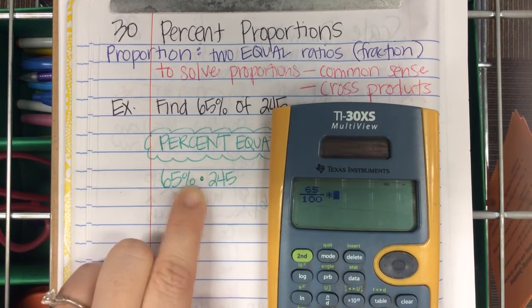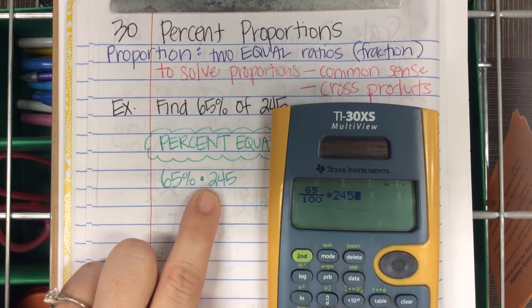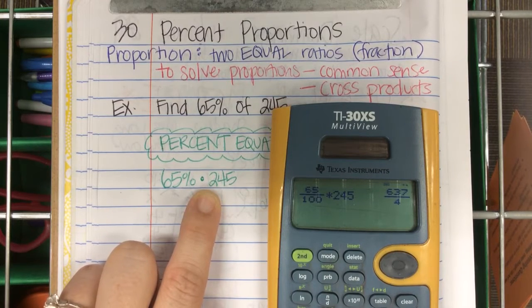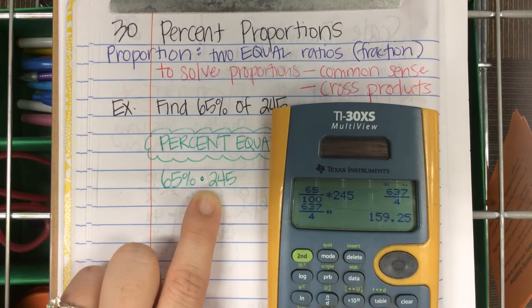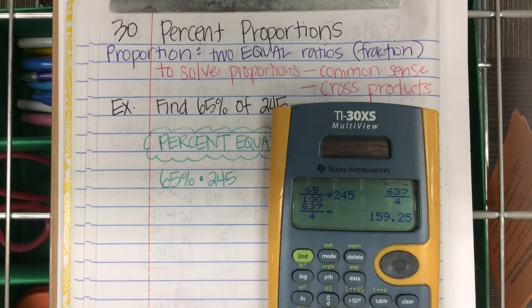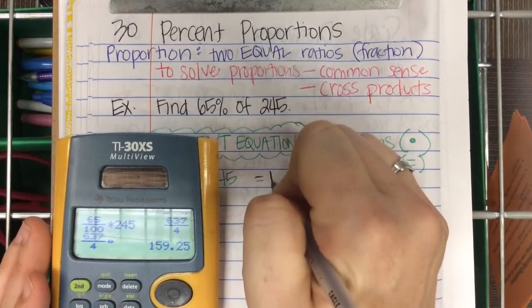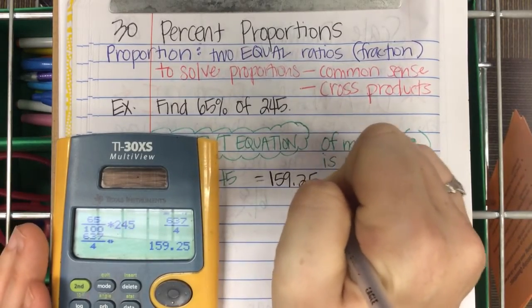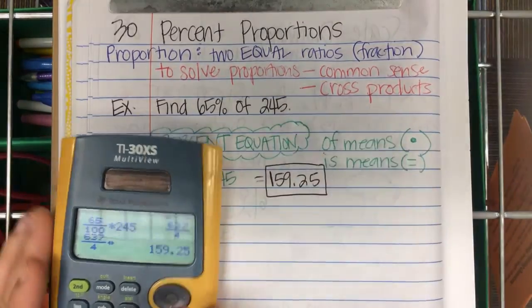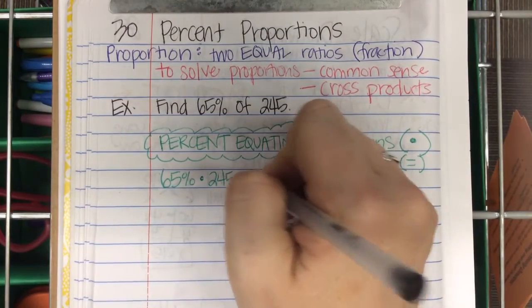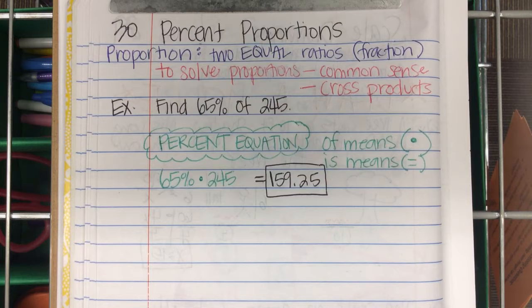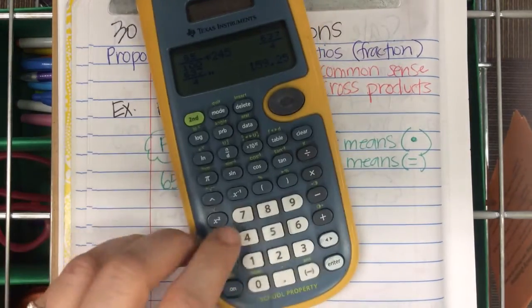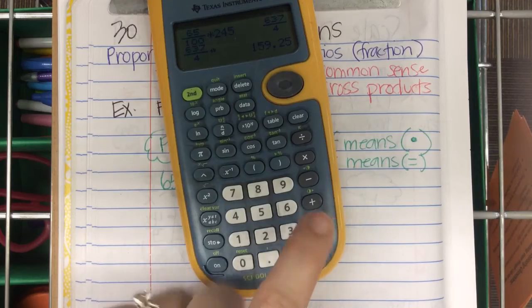Times 245. Convert it, and I got the same one. So we're good. There's my answer. Kaden, you have a question? You get the same answer. This button is your conversion button.